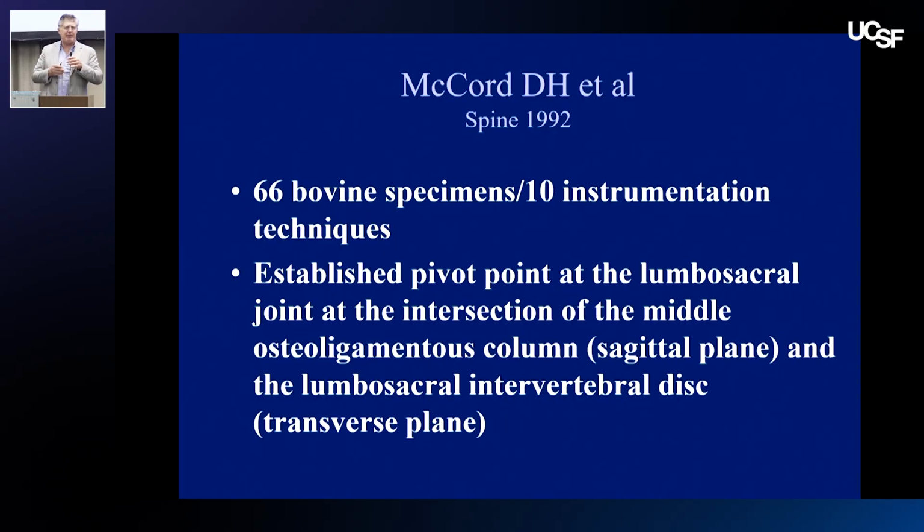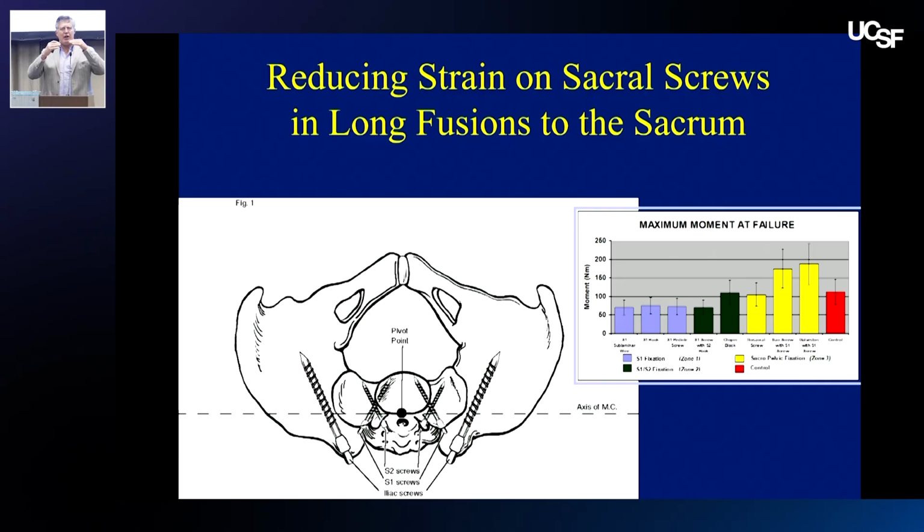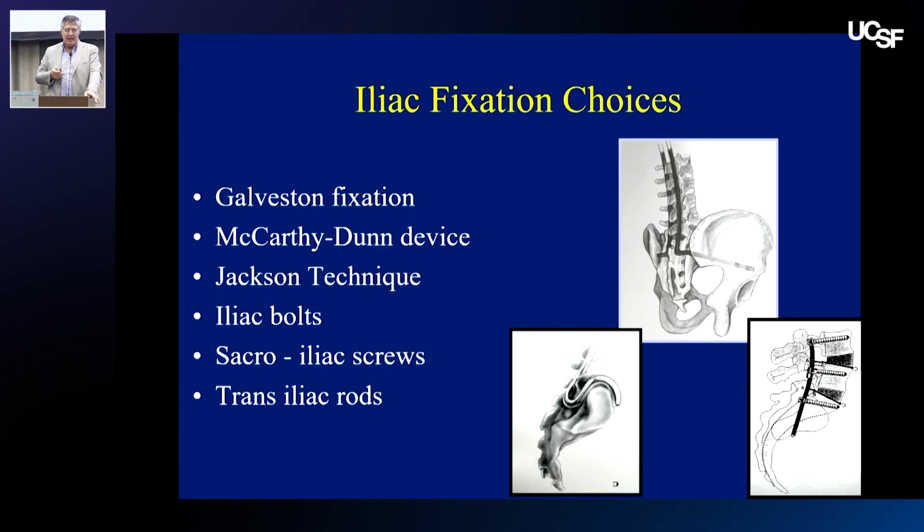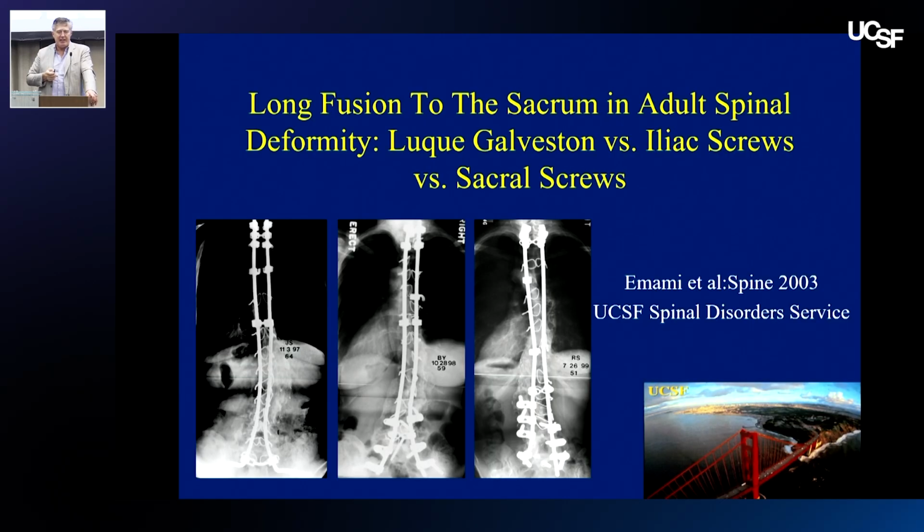I think the other classic study besides Cunningham and McAfee's study is this study by McCord, where he actually used bovine specimens, and it was more of a biomechanical study. But the take-home message is to recognize that we want to get our fixation as anterior and as lateral as we can. That's what reduces strain on the S1 screws. And in terms of how we get that fixation, how many people have put in Galveston fixation, right? Bending a unit rod or trying to bend in Galveston screws can be really challenging. So the evolution, iliac bolts, and then sacroiliac fixation, that evolution has been significant.